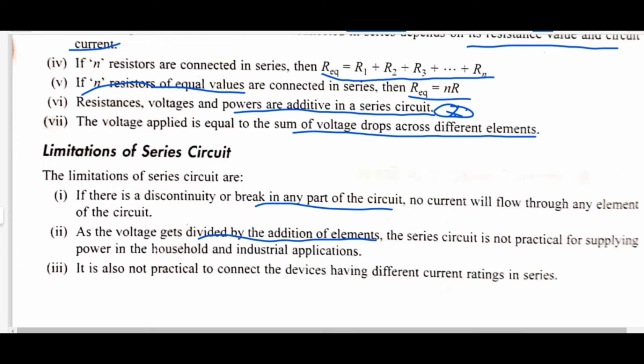It is also not practical to connect devices having different current ratings in series. So these are all the limitations of a series circuit, and it is not applicable in household and industrial applications. Very important point, you have to keep it in your mind.